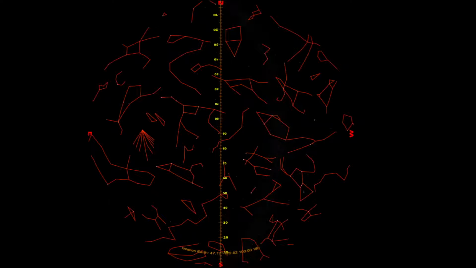We have the Earth at 47.17 degrees. This is our latitude on the Earth, and our longitude is 122.52 degrees. So this is our latitude and longitude on the Earth. The other things here are just talking about our elevation and things like that. You can ignore it. But this is our latitude and longitude on the bottom.